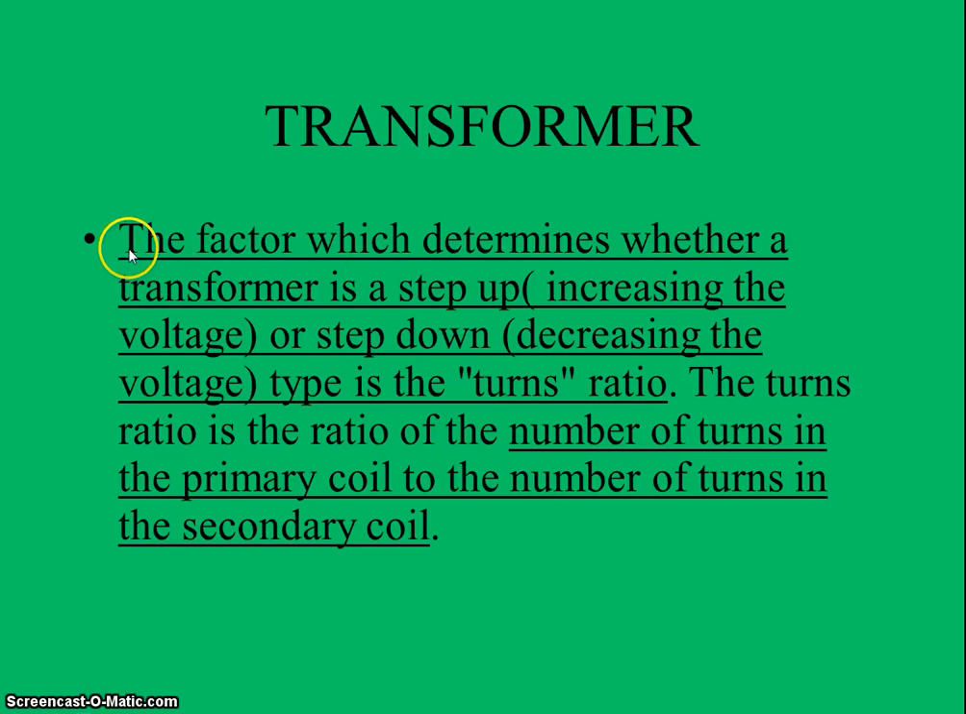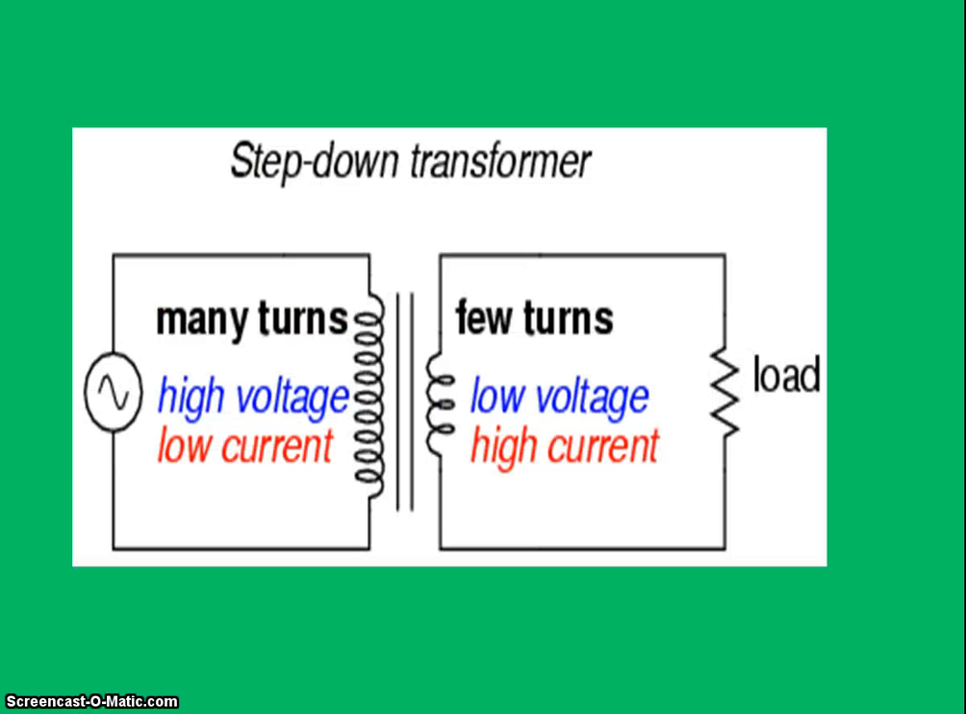Once again, the factor that determines whether a transformer increases voltage, which we call a step up, or decreases voltage, which we call a step down, is the number of turns in these coils. You have a primary coil and a secondary coil, and depending on the number of turns they have, that's going to tell you whether it's going to increase or decrease voltage. And I know you might be a little confused, but here's a great picture that will illustrate what's going on. This is a step down transformer.